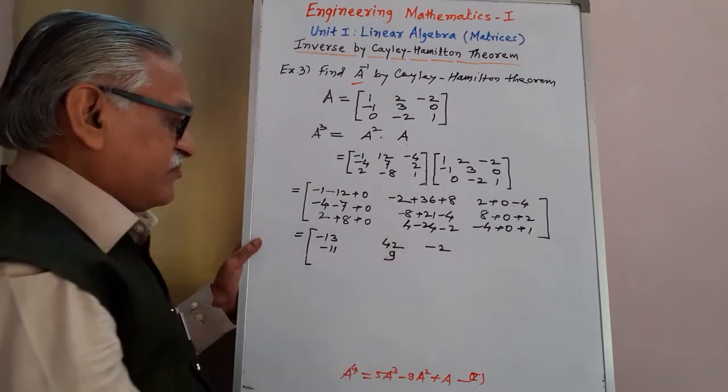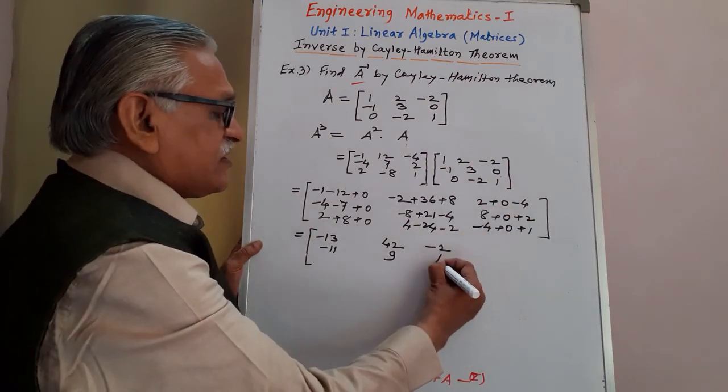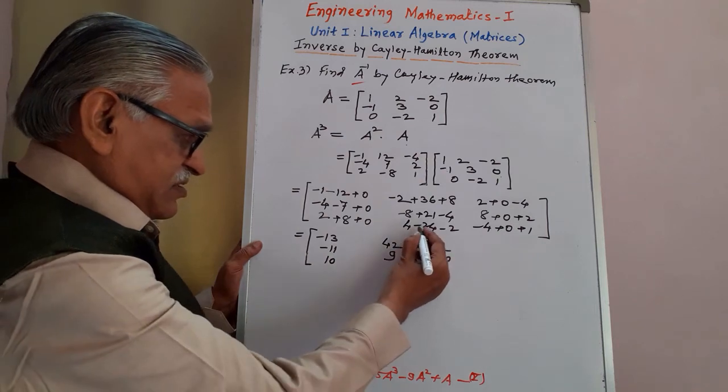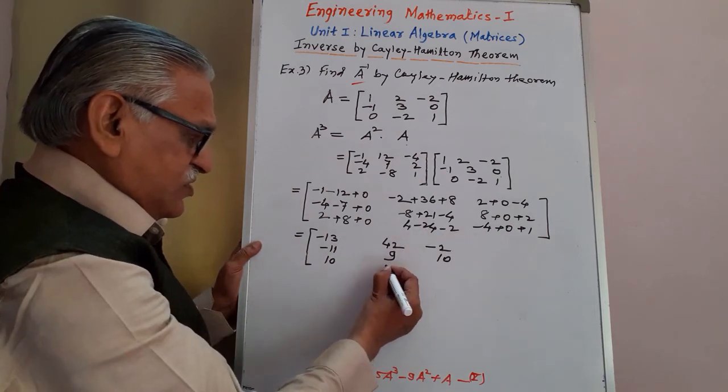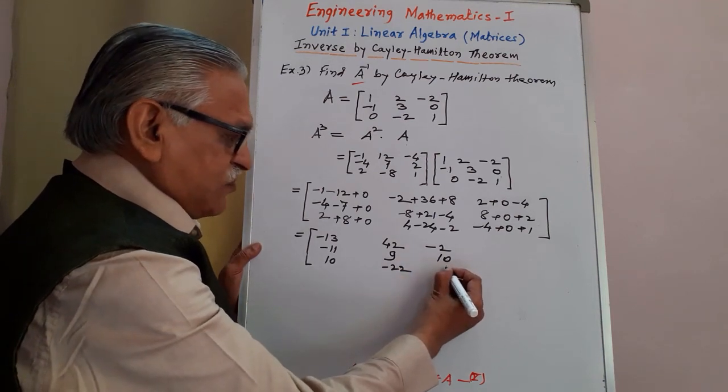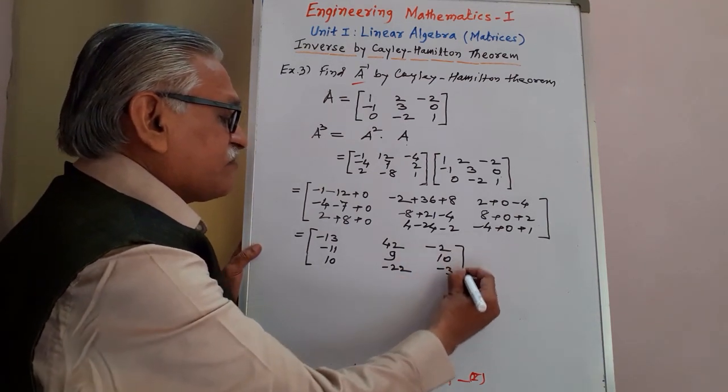9, 8 plus 2 is 10, 8 plus 2 is 10, minus 20 minus 2 is minus 22, and minus 4 plus 1 is minus 3.